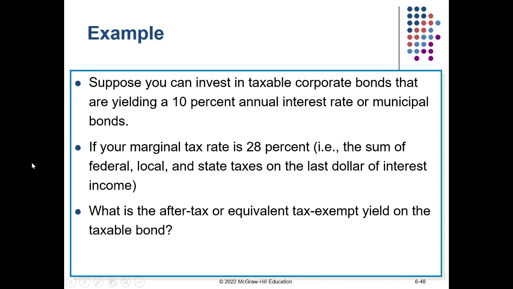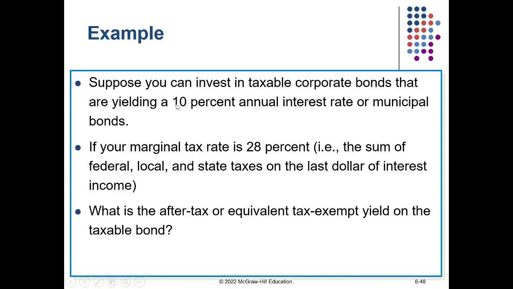Here's an example for you to understand this before and after tax yield. Suppose you can invest in taxable corporate bonds that are yielding 10% annual interest rate or municipal bonds. If your marginal tax rate is 28%, which is the sum of the federal, local, and state taxes on the last dollar of interest income, then what is the after-tax or equivalent tax-exempt yield on the taxable bond? This is before tax.